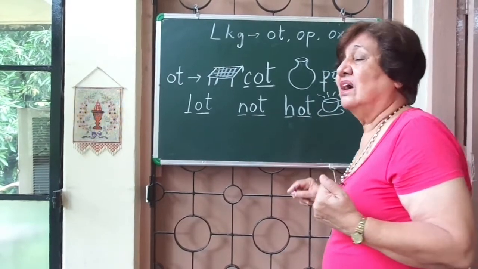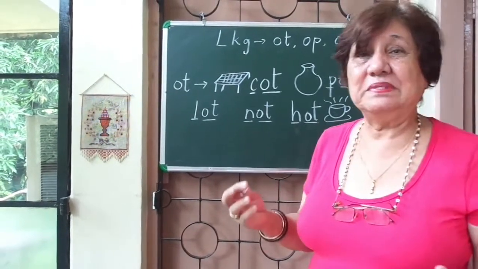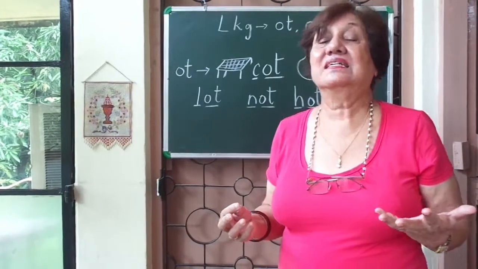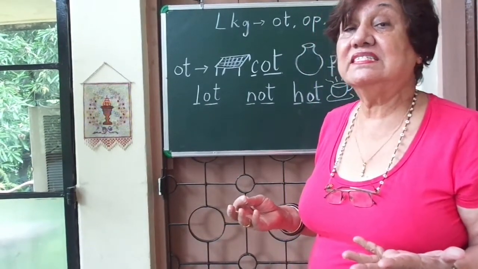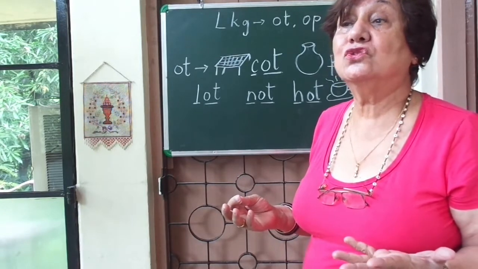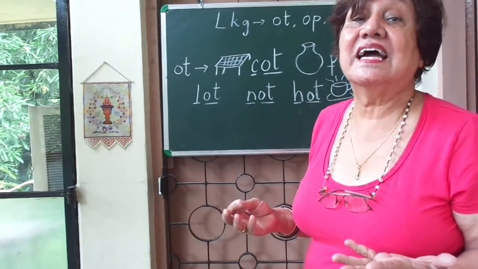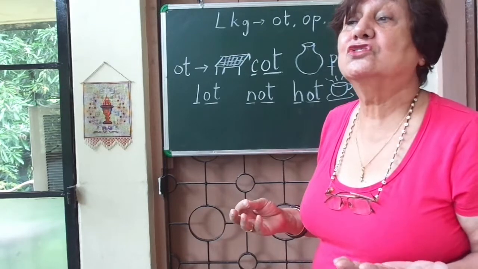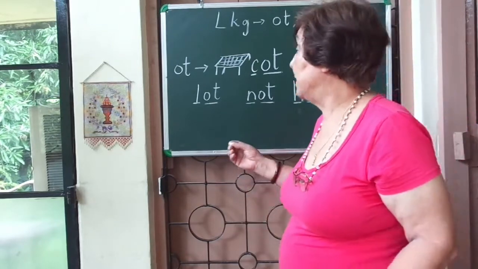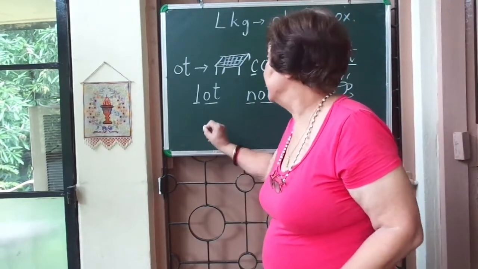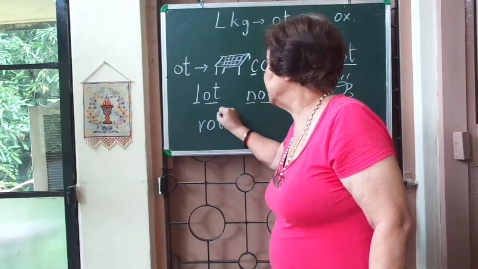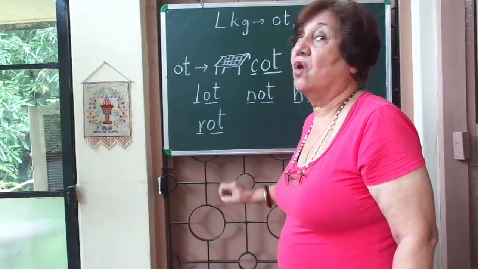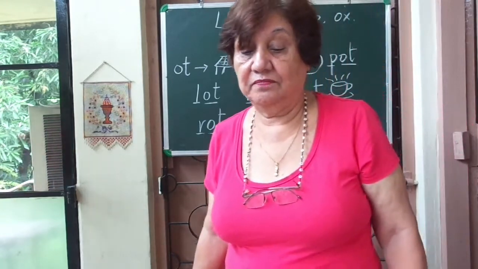Hot. Now, when mummy brings apples in the house and out of that one apple may not be very good, so we say that you should not eat that rotten apple. So rot. How do we spell? Who says R first? Tell me. R says R and ot. O-T, ot. R, ot. Rot.